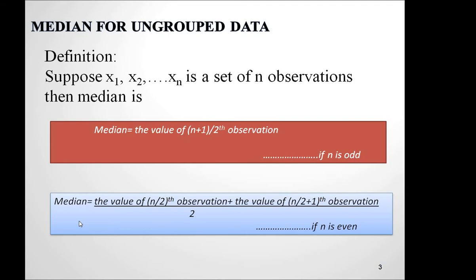Median for ungrouped data. Suppose x1, x2, ..., xn is a set of n observations, then median is the value of the (n plus 1) by 2th observation if n is odd. Here n is the number of observations. If n is even, median is the value of the n by 2th observation plus the value of the (n by 2 plus 1)th observation, divided by 2.